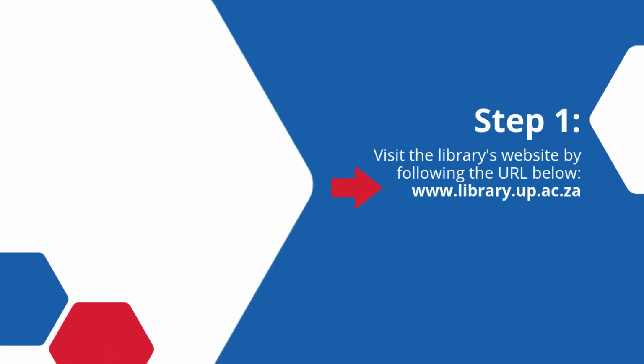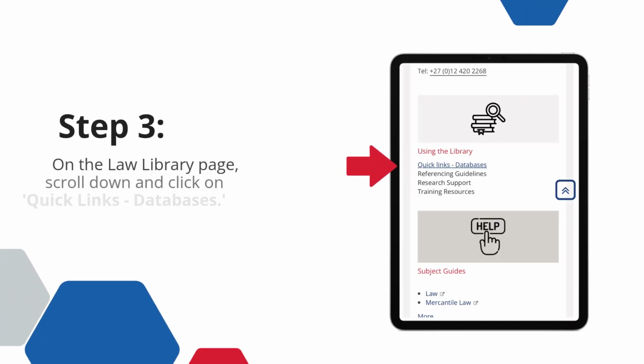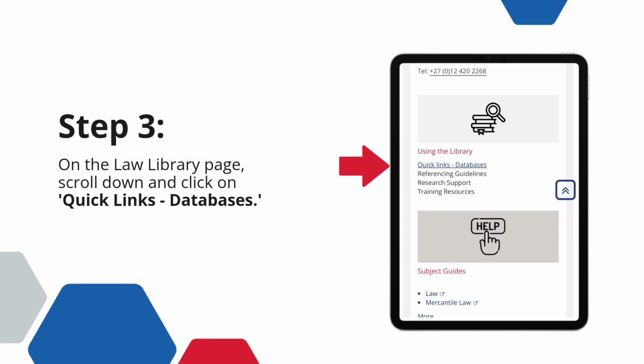Step 1. Visit the library's website by following the URL below. Step 2. Navigate to the Libraries and Units tab and select Law from the drop-down menu. Step 3. On the Law Library page, scroll down and click on Quick Links, Databases.